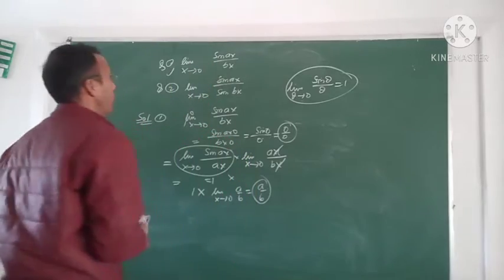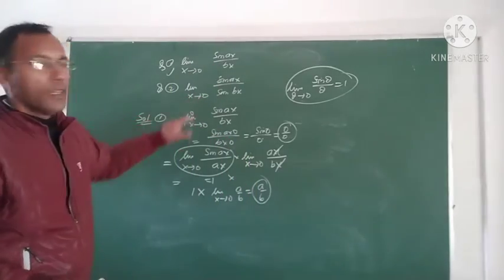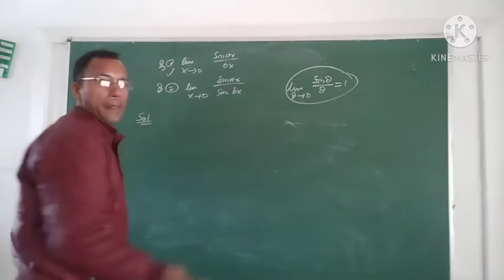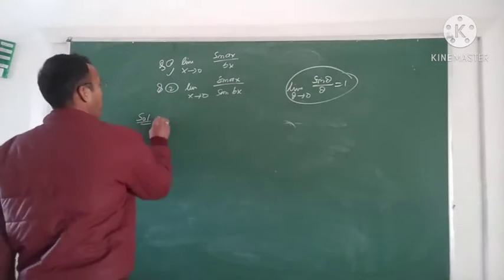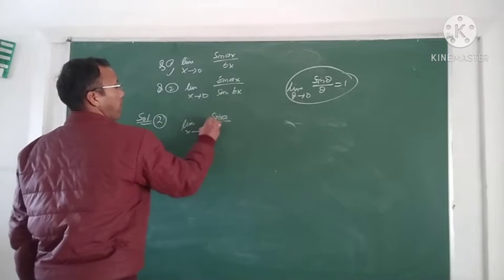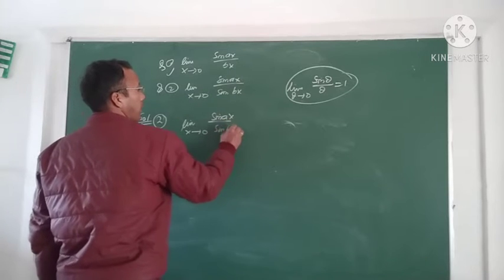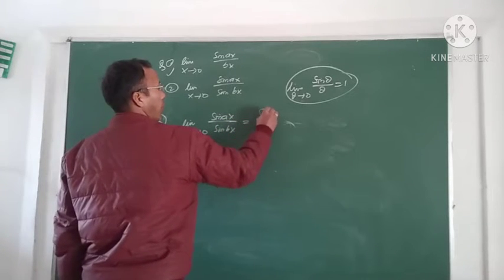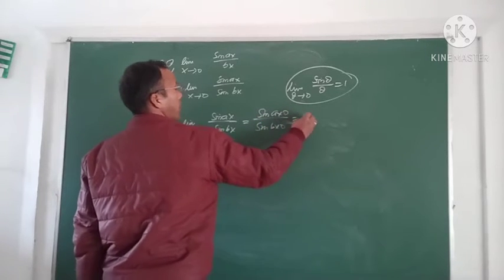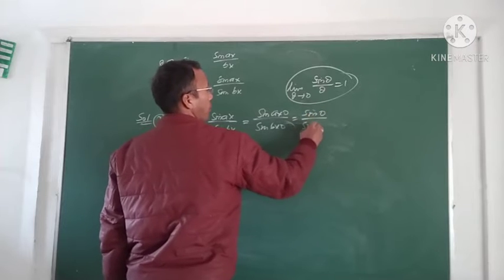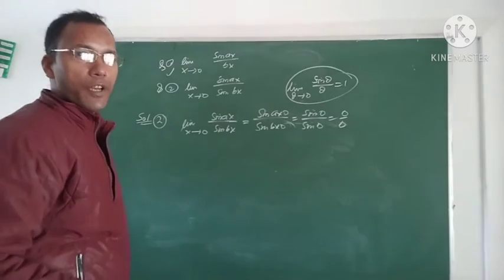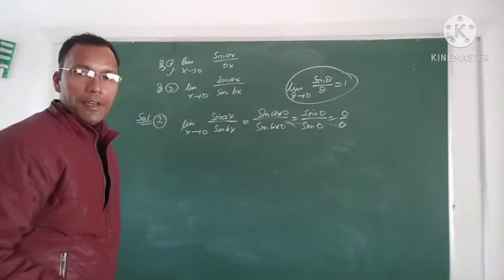Now see this one, the same kind of problem, the second one. Here the solution of number 2: limit x tends to 0 of sin ax upon sin bx. If I put the value x equal to 0, this is sin a into 0 upon sin b into 0, which is sin 0 upon sin 0, a 0 by 0 form. This is again an undetermined form, so we have to remove it through a mathematical process.